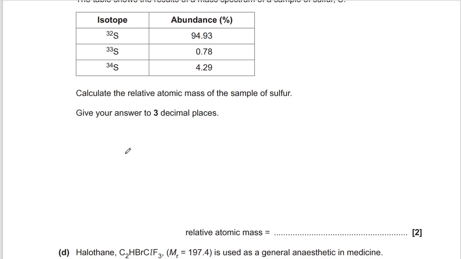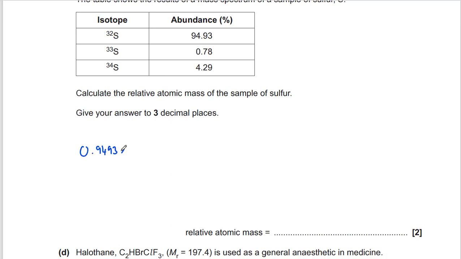Now, there's varying ways of doing this. I mean, there's 2 ways to do it. You can do 32 times 94.93, 33 times 0.78, and 34 times 4.29, then divide everything by 100. I don't do that because I just divide the abundances by 100 to make it easier. So there's multiple ways to do this, but effectively you're doing 94.93% of 32 and so on and so on. So to do that, we'll just quickly run through it for 2 marks.